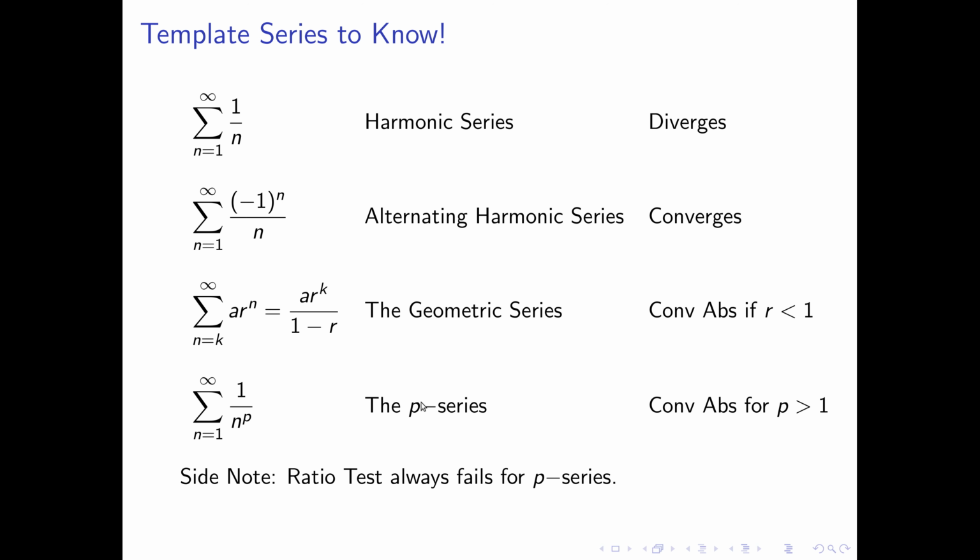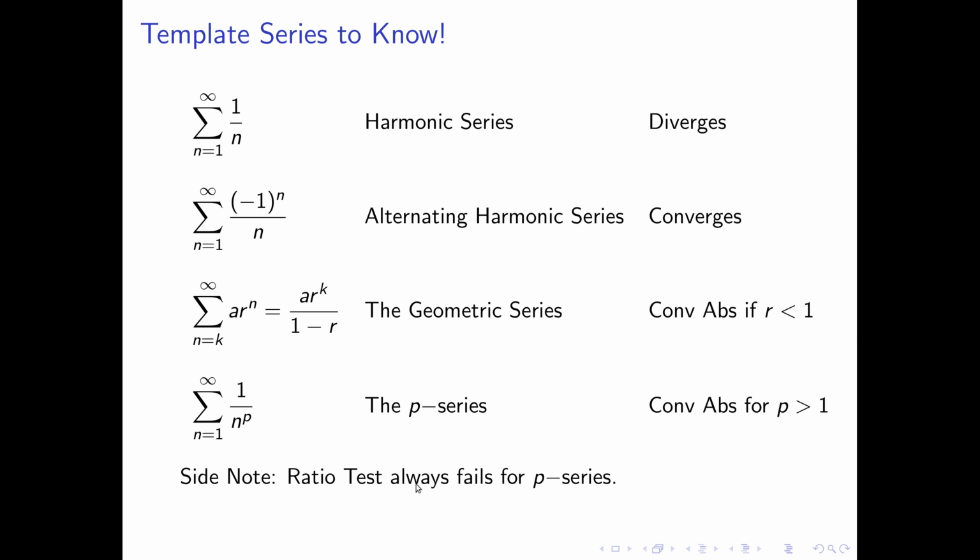Good. And the reason I'm writing up this P series is that if you tried to use the ratio test on a P series, the ratio test would fail. It would be inconclusive. And so it's always good to know what the conclusion is for the P series, so you don't have to use a ratio test for that.